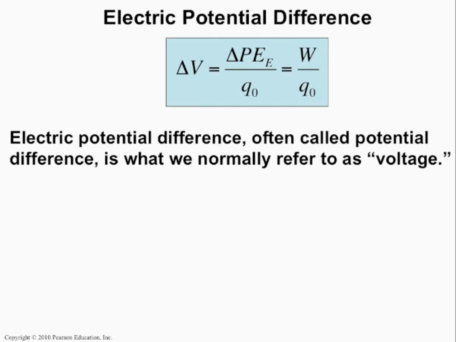Electric potential difference, often called potential difference, is what we normally refer to as voltage. Now, electric potential itself can sometimes be referred to as voltage, but in common practice, whenever you hear about voltage, like on a battery, for example, what they're really talking about is potential difference, because it's potential difference that causes charges to move.